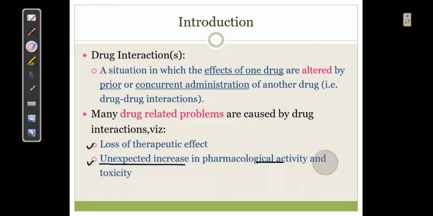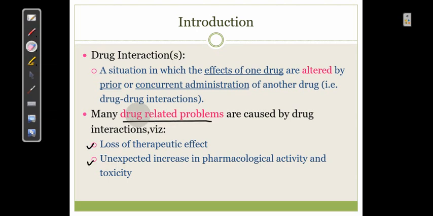Definitely we have designed that formulation so that it gives its pharmacological action, and if the plasma concentration is reduced, or maybe at the receptor site also, because the drug is not available, then there is loss of therapeutic effect. And even if there is a higher concentration or availability at the receptor site, then also an unexpected increase in pharmacological activity and the resultant toxicity is not acceptable and is considered a drug related problem only. I hope you are very clear with this.